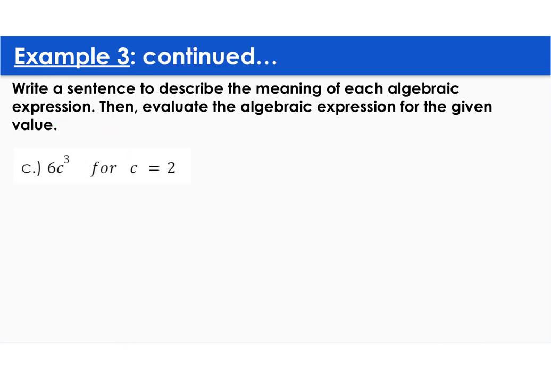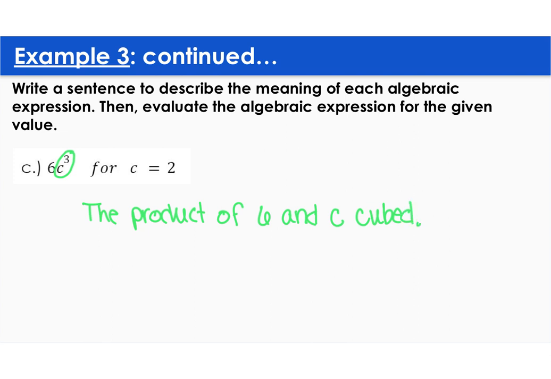So we're going to write a sentence to describe the meaning of the algebraic expression and then evaluate again. So here I have c to the third power, and I also have 6 being multiplied by c to the third power. So I can say the product of 6, and you can either say c to the third power or c cubed. Cubed means to the third power.